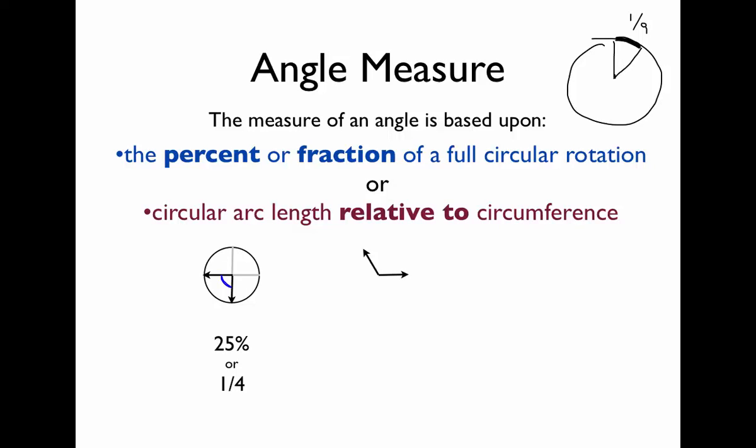Okay? Here's an angle. How about this one? It's not 1/3. Why not, Alex? What's this one instead? 2/3. So what if we looked at that? How much openness is that? Or what circular arc length relative to circumference do we have? 2/3, 66 or 67%.